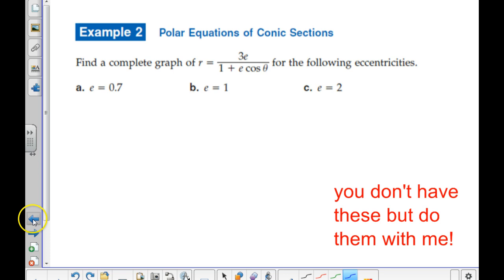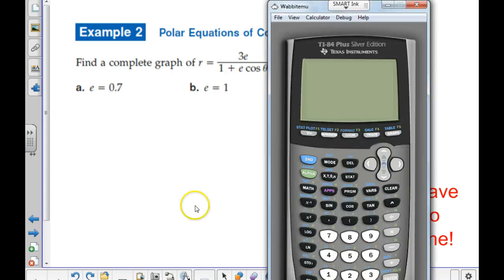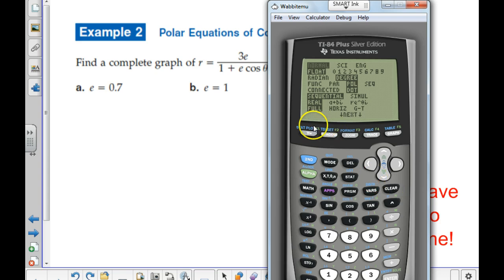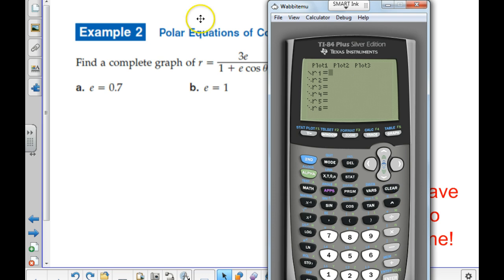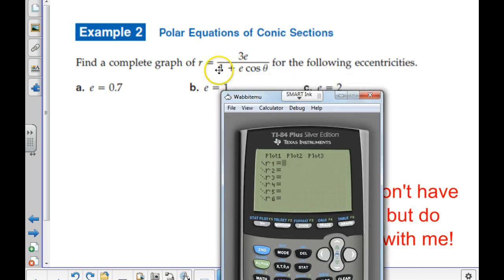What I want you to do, this slide you do not have. I want to just play around with the calculator for a minute. Put your calculator in polar mode. I'm going to go with degrees because we all seem to think better in degrees. These are actually usually done in radians, but it doesn't matter for what we're going to do. Okay? So mode, degrees and polar. Then we're going to go to y equals. And you don't have this slide, but this is what I want you to do. I want you to put in a 0.7 for the eccentricity and see what you get.